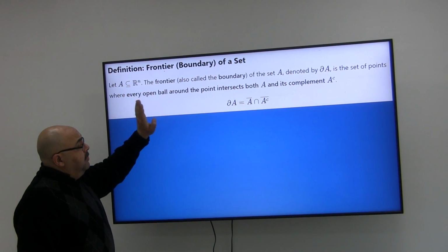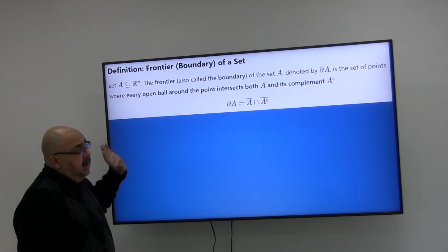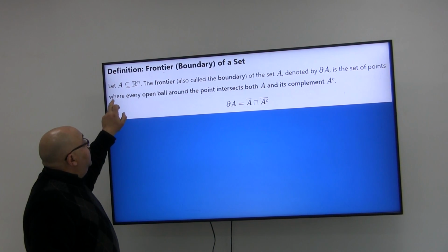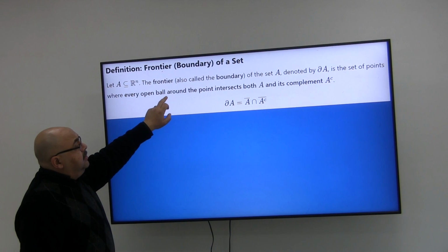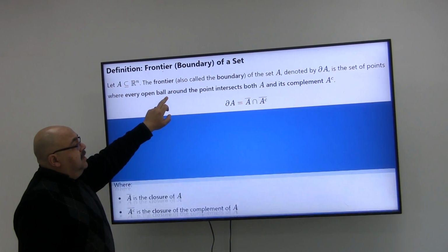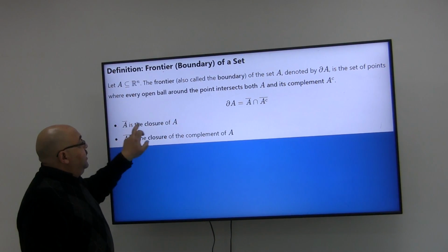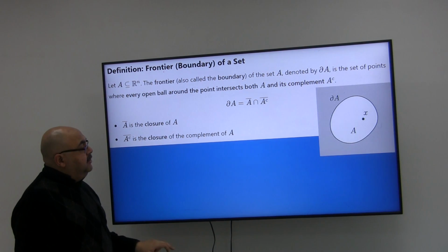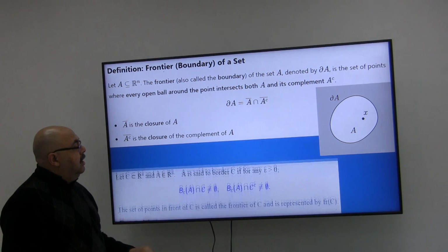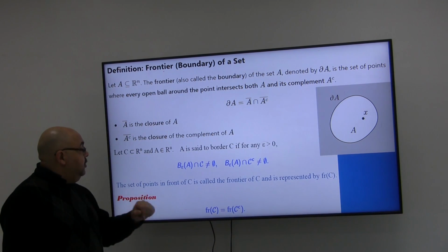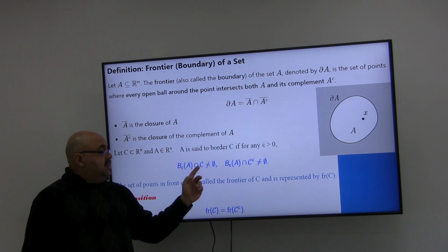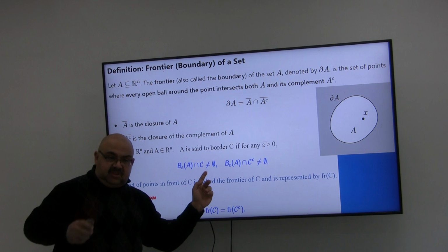The frontier is called the boundary. It is the set A denoted by bd A or partial A. I'm sorry, it is the set of points where every open ball around the point intersects both A and its complementary. A bar is the closure of A. A bar C is the closure of the complement of A. As I told you, those are the boundary points. Remark that the open ball centered at A with epsilon intersection A complementary is not phi, which means it intersects it.